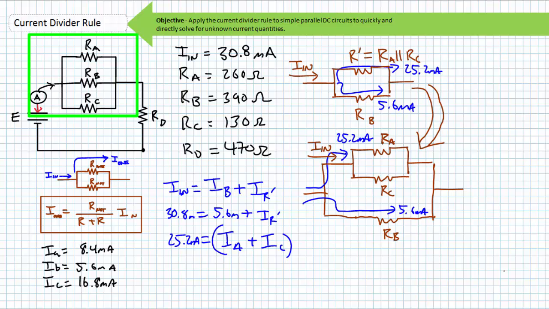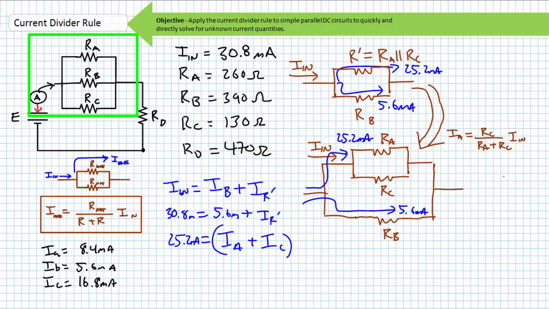Having determined 5.6 milliamperes of our original incoming 30.8 milliamperes went through RB, it can be said, again using either Kirchhoff's current law or the current divider rule, that 25.2 milliamperes entered R prime, which in reality is the parallel combination of 2 elements, RA and RC. Now we can use the general use CDR to solve for one of the currents, then use KCL to solve for the other. Basically, we're zooming in on the details of our previous simplification and applying skills we should be familiar with, notably the CDR.